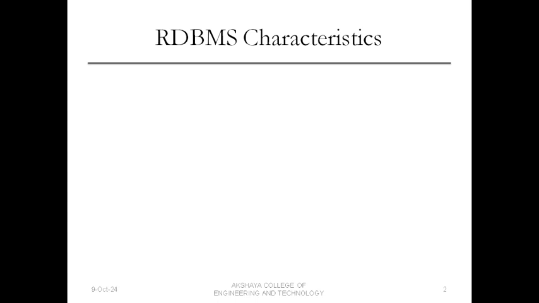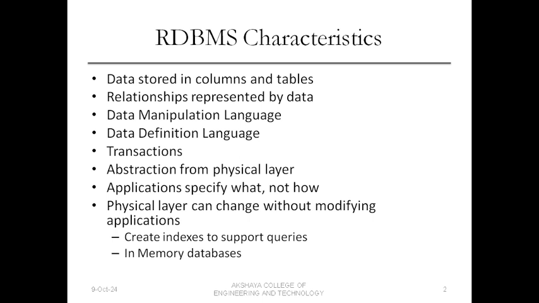RDBMS characteristics. RDBMS is Relational Database Management System, which is the traditional database management system that we are using now. The data are stored in the form of tables, basically as rows and columns. The relationship between data is maintained, and we use structured query language, where we have data manipulation language, data definition language, transaction control language, etc.